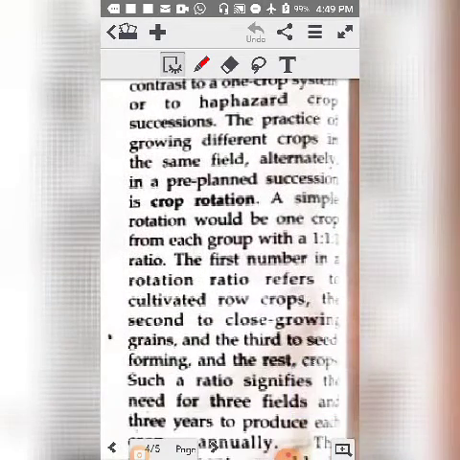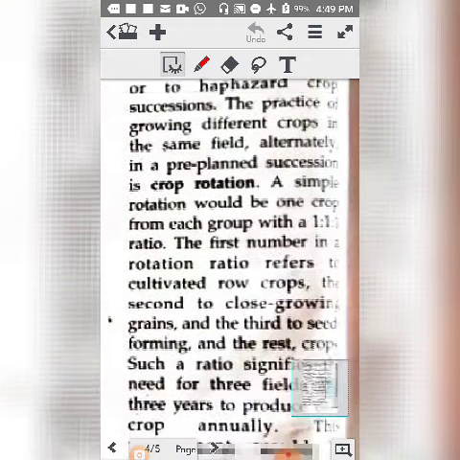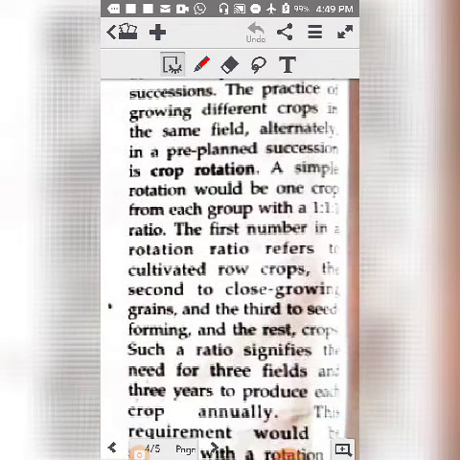A simple rotation will be one crop from each group in a 1:1 ratio. Like in one season you will grow rice, and in the second season you will grow another crop. That is crop rotation.